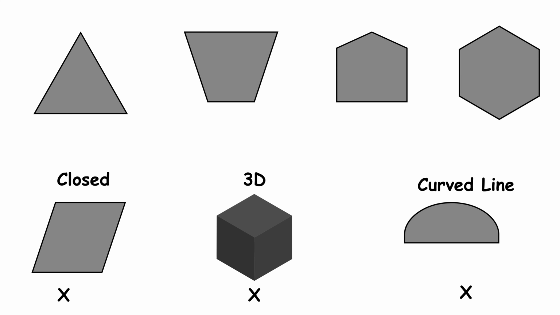For example, four different shapes would be considered polygons because they are closed and have only straight edges. On the other hand, certain shapes do not qualify as polygons. One might be disqualified because it is not a closed figure, such as one where the lines do not meet to form a complete shape. Another might be excluded because it is a three-dimensional shape, meaning it exists in space rather than just on a flat surface. And a third example might fail because it includes a curved edge, which is not allowed in polygons, since every side must be straight.